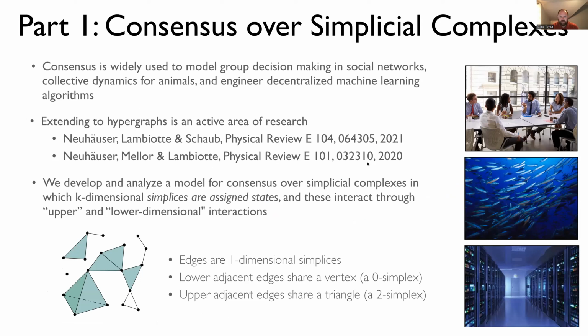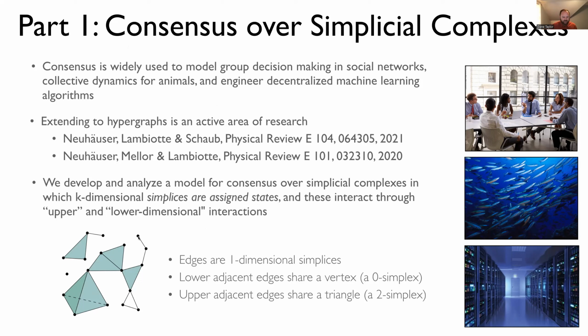So we're looking at consensus defined over simplicial complexes. Consensus is widely used to study decision-making for humans, animals, and machine learning. As I mentioned, your group there at Oxford is leading, I would say, some of the extensions of consensus to hypergraphs and generalized notions of networks. So we're going to define a model for consensus where states are being assigned not only to the vertices, but the edges, as well as potentially higher dimensional simplices.